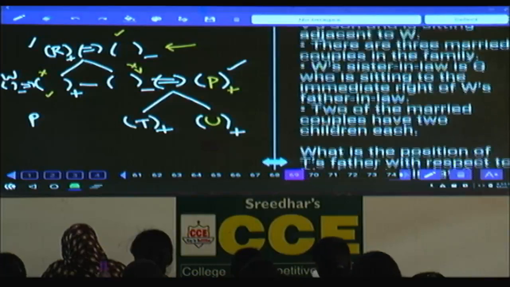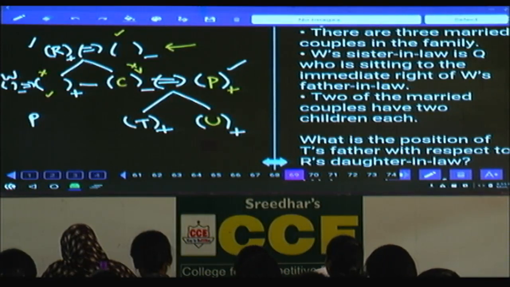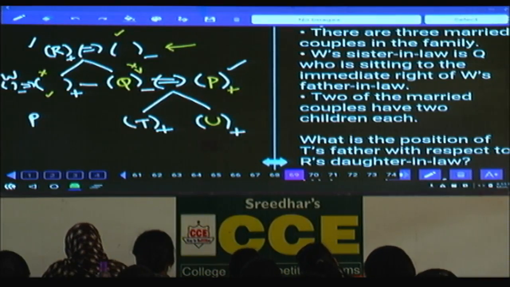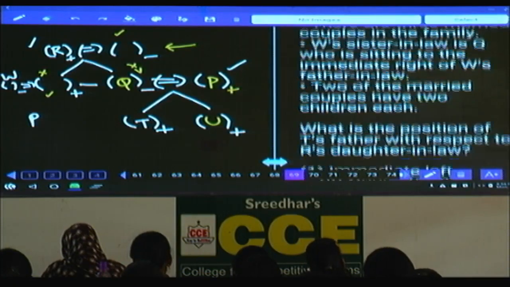There are 3 married couples. W's sister-in-law is Q. Now W's sister-in-law, W's husband's sister, is Q. As Q is here, he is sitting to the immediate right of W's father-in-law. And 2 of the married couples have 2 children each. Now, P, T and U were done. Now, who are the persons left over?